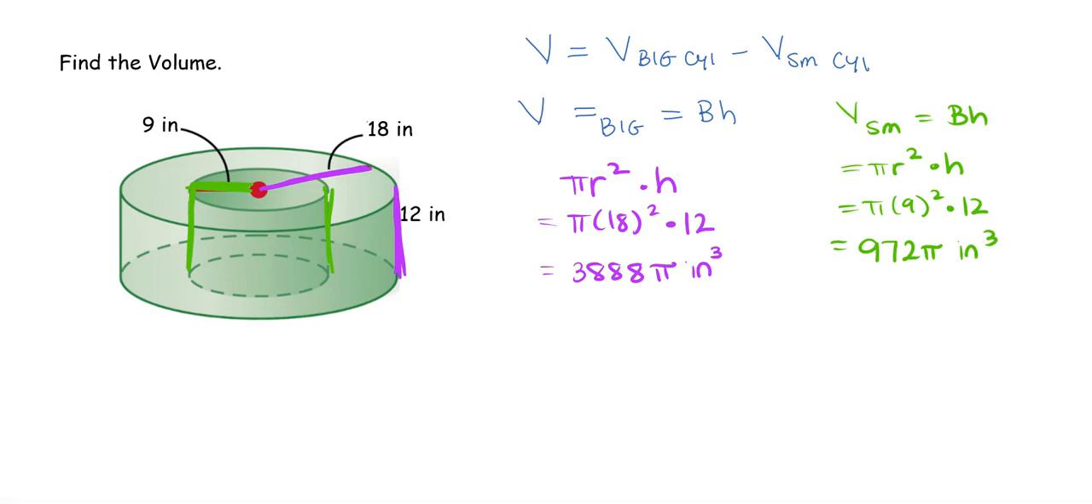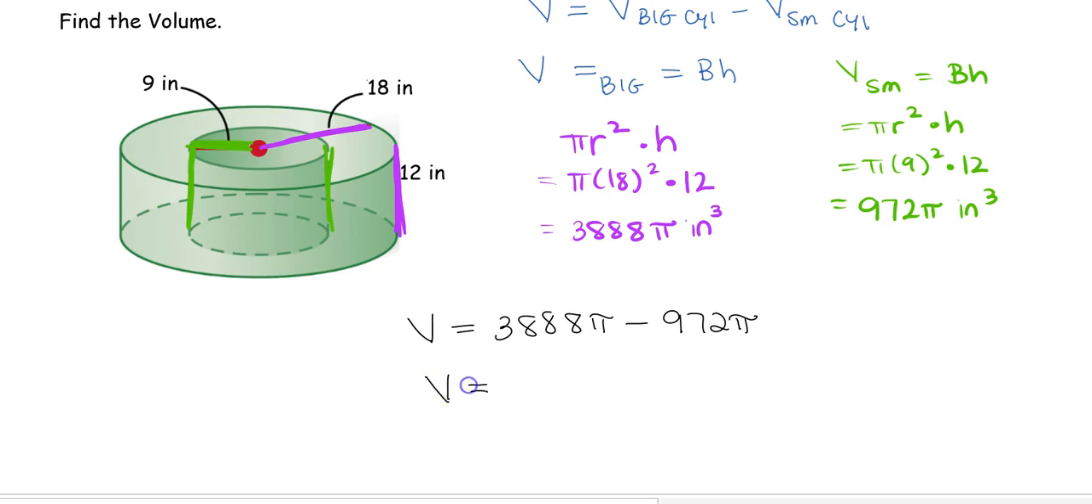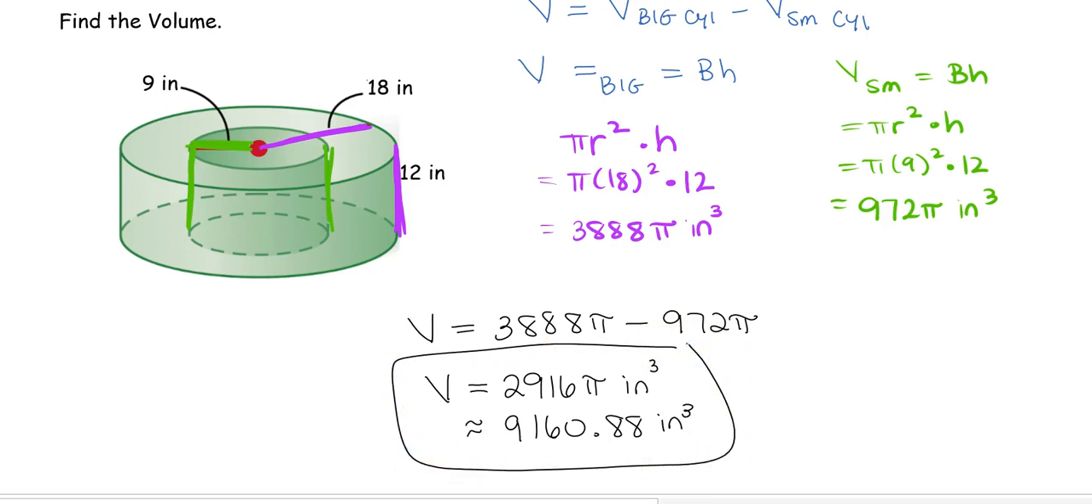So the volume for this composite shape, we have to take the big cylinder, subtract out the small cylinder. When we subtract those two, we get that our volume is equal to 2,916 pi inches cubed, which is about 9,160.88 inches cubed. All right, that is it for your 3D composite.